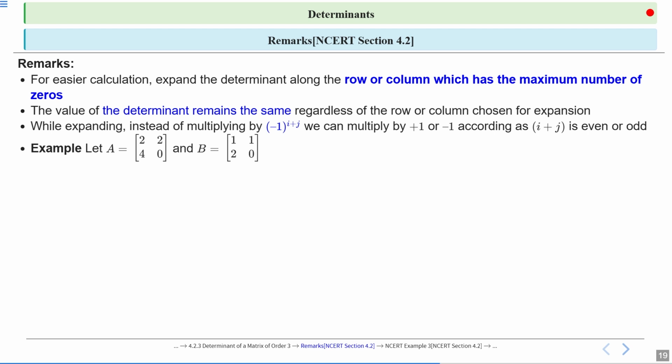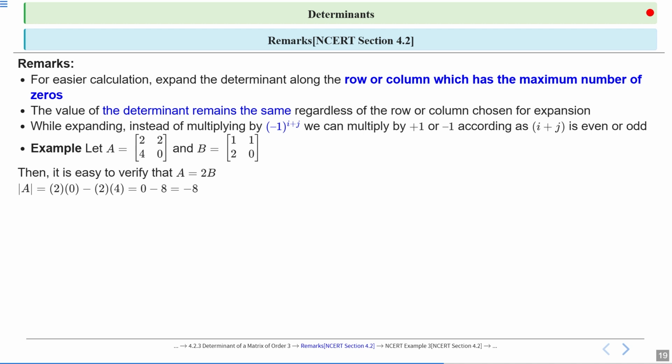Let A be a matrix of order 2 cross 2, [2 2; 4 0], and B is [1 1; 2 0]. Then it is easy to verify that we can write A as 2B. It means if we multiply matrix B by 2, we get matrix A.